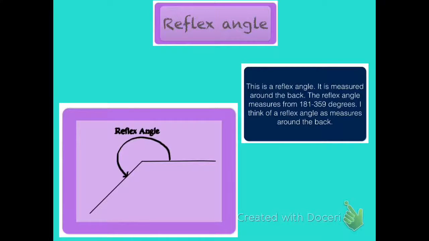The last angle we are going to be talking about is a reflex angle. This is a reflex angle. It is measured around the back. The reflex angle measures from 181 to 359 degrees. I think of a reflex angle as measured around the back.